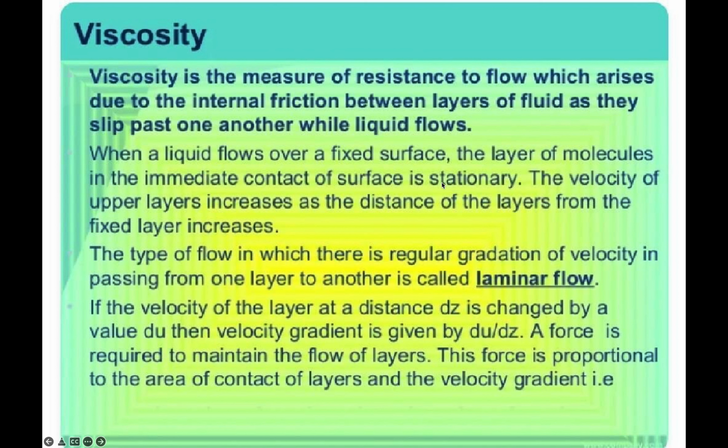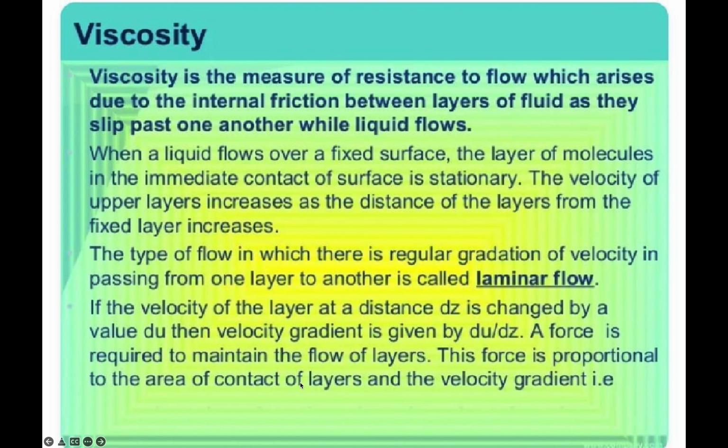If a liquid flows over a fixed surface, then the layer of molecules in immediate contact with the surface is stationary. The velocity of the upper layers will increase as the distance of the layer from the fixed layer increases. The type of flow in which there is regular gradation of velocity in passing from one layer to another is called laminar flow. If the velocity of the layer at a distance dz is changed by a value du, then the velocity gradient can be written as du by dz.